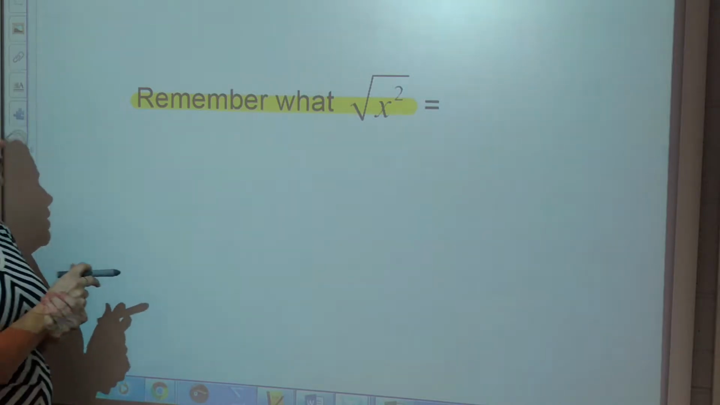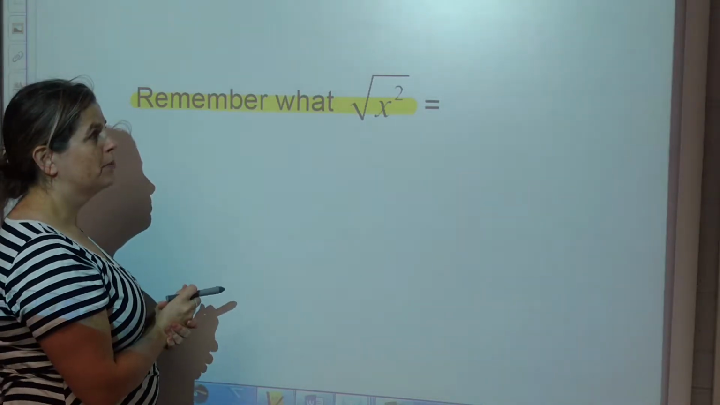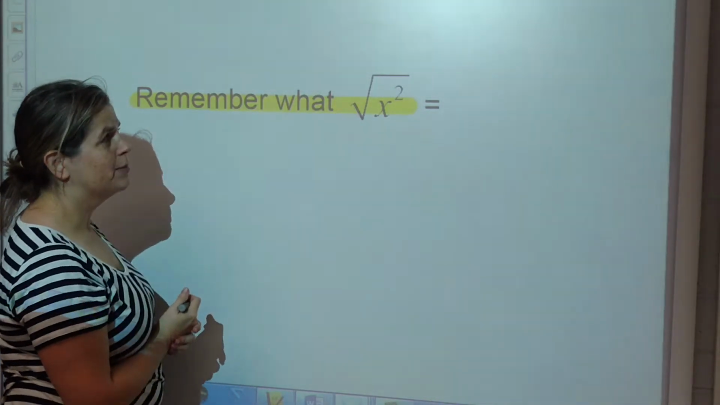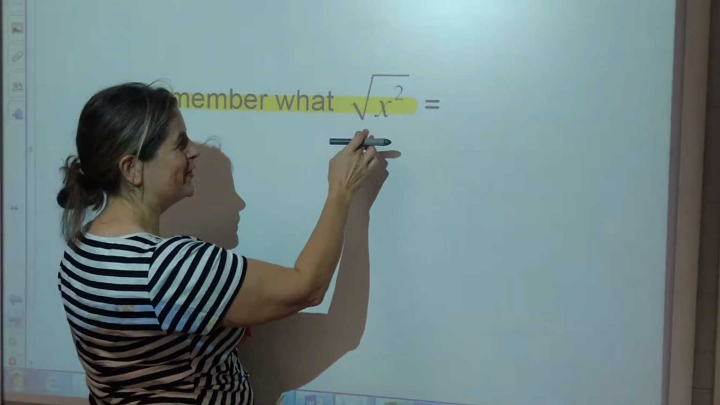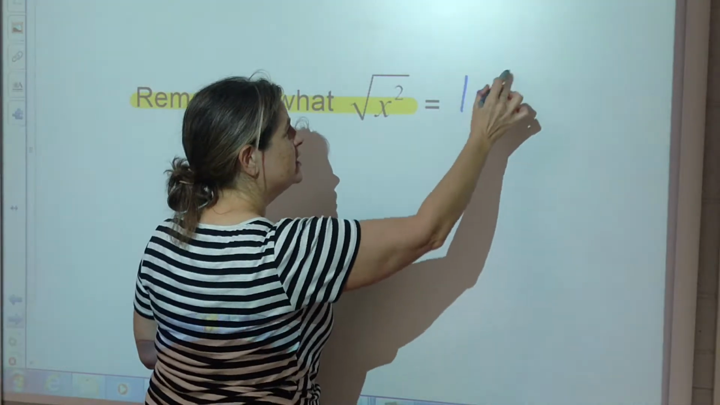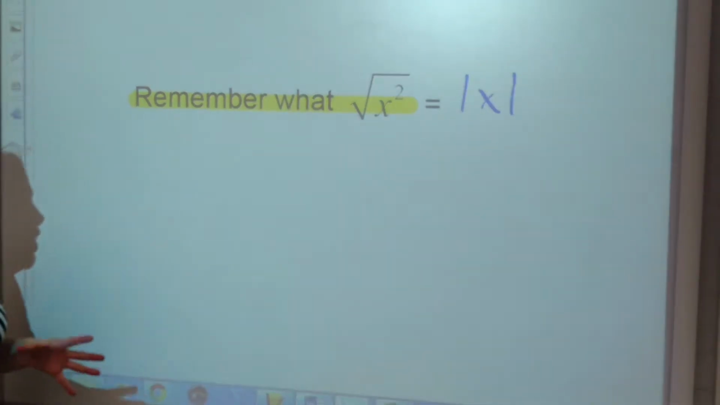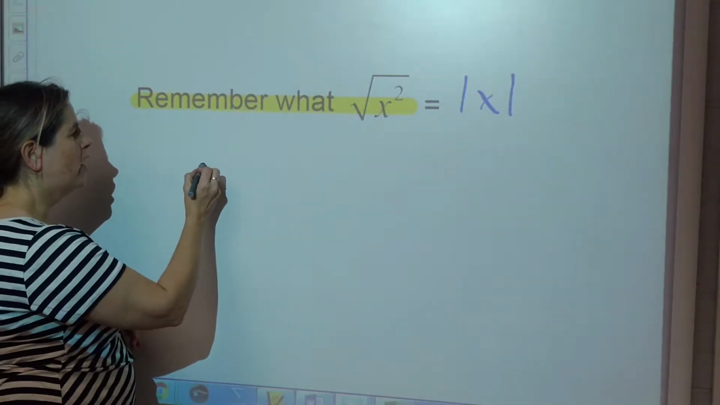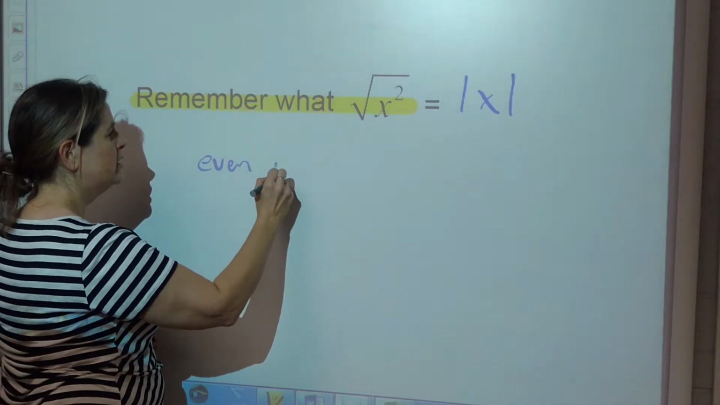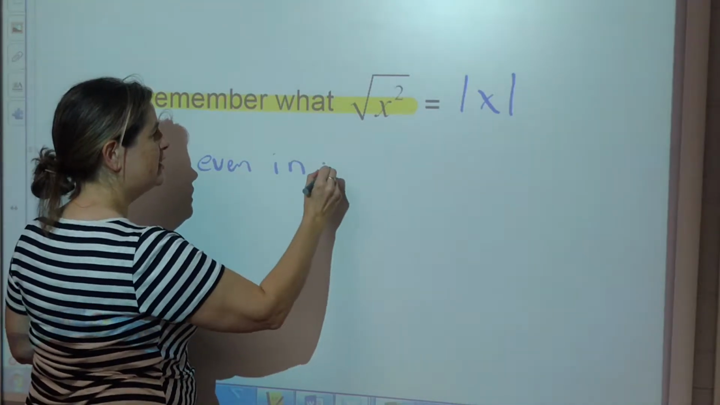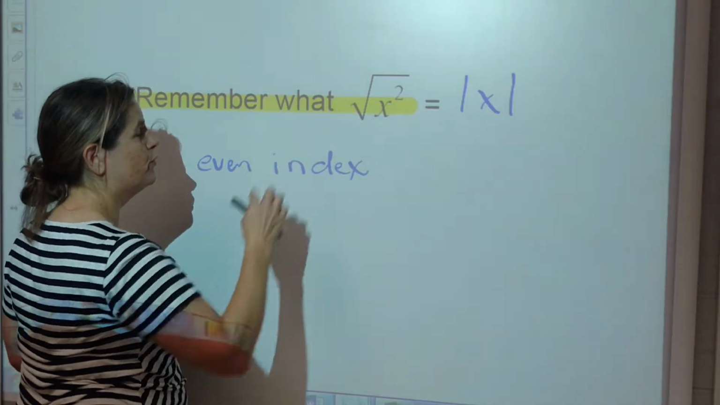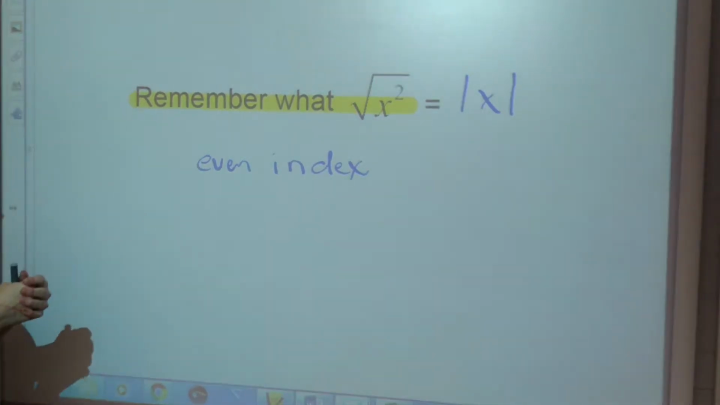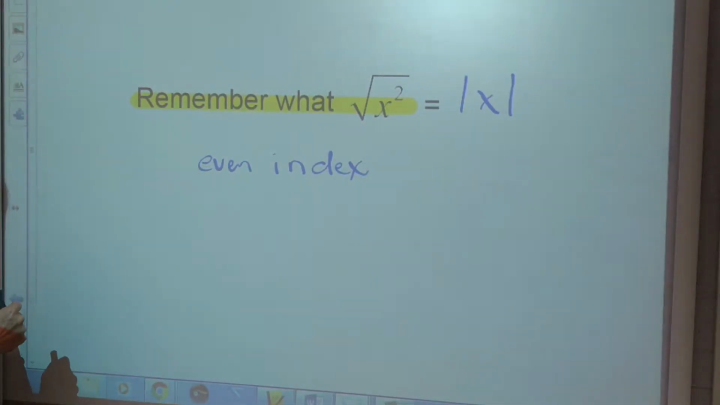Right, so when we're dealing with variables, remember the square root of x squared gives us that absolute value. On square roots, we have to worry about that. Actually, on all even index, if you have an even index, any index 4, 6, 8, then you have to worry about absolute value.